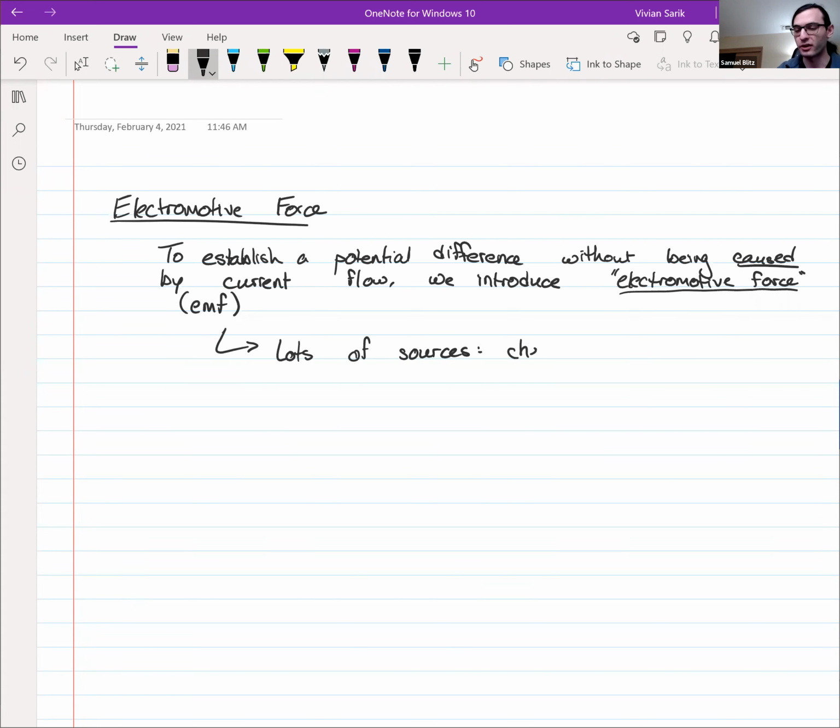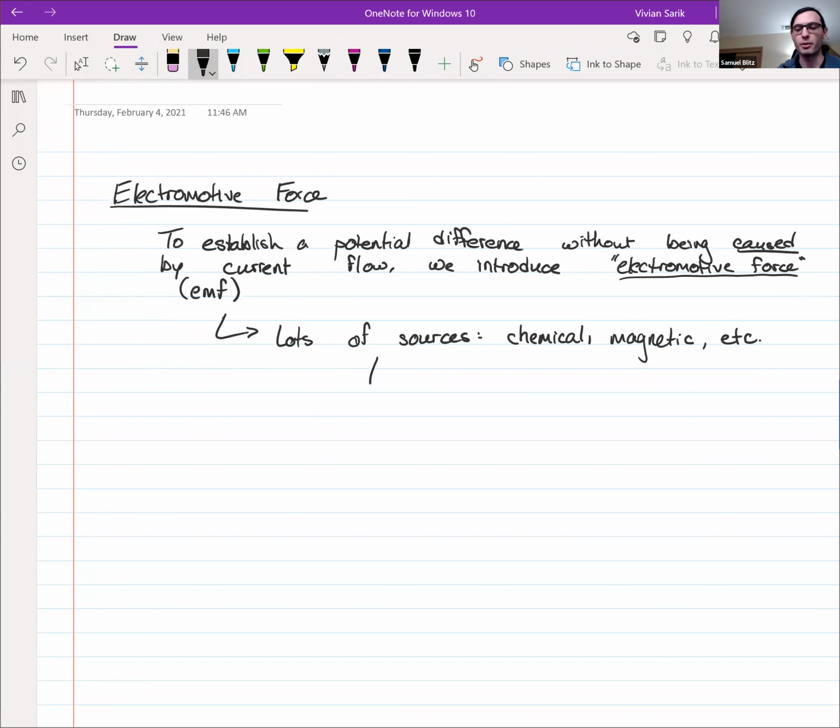Some of them are chemical, like batteries. You might see magnetic sources of the electromotive force, and there are others. But these are probably the two most common. You have chemical in the form of batteries, and you have magnetic, or really electromagnetic, in the form of generators. But really that magnetic source comes from mechanical work and so on. Regardless of where that electromotive force comes from, we call them all the same thing. We call them all batteries, at least for now.